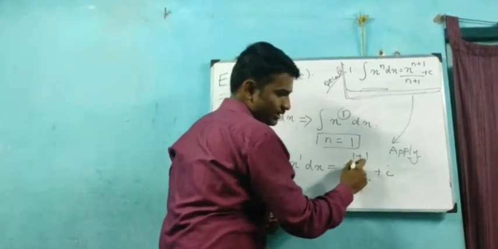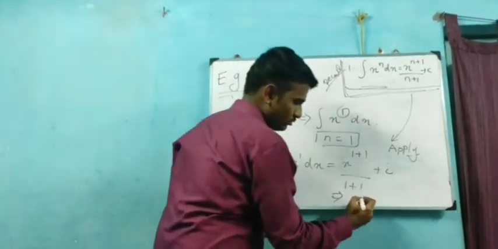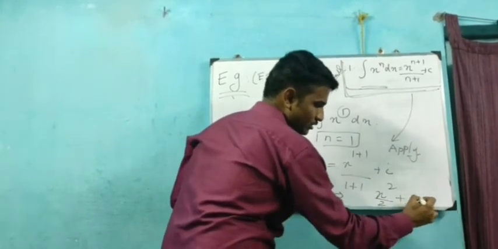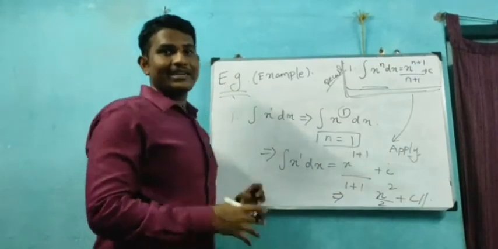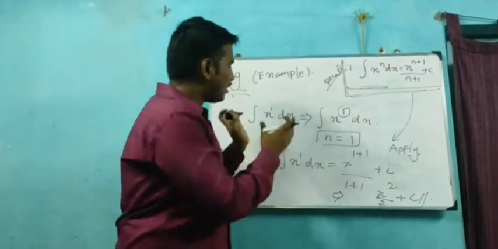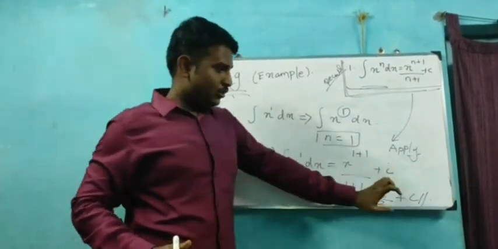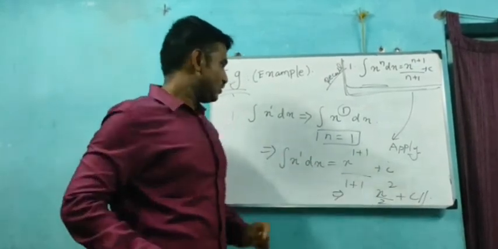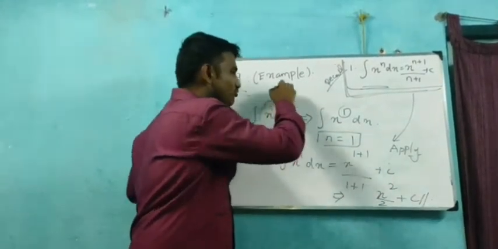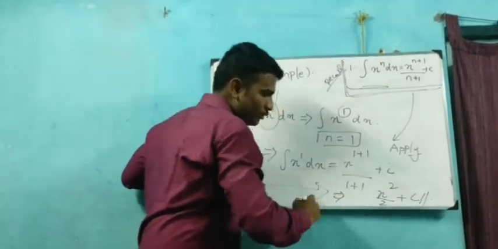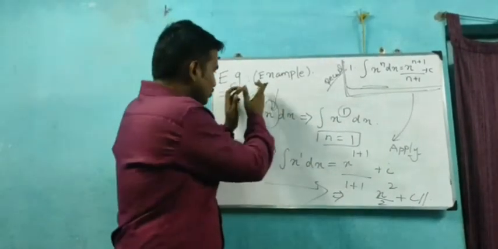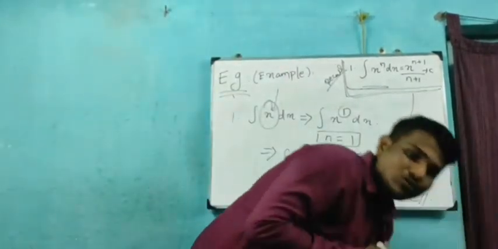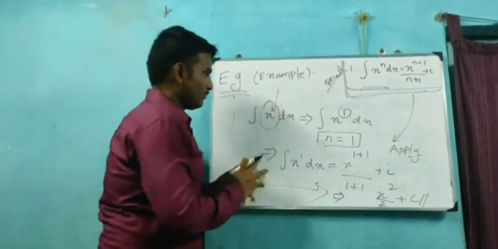If you solve this, x power 1 plus 1 is 2, by 1 plus 1 is 2, plus c. So this is the integration answer for this given function: x square by 2 plus c. So this given function is transformed into some other different function using this integral tool. Next we will do some more problems.